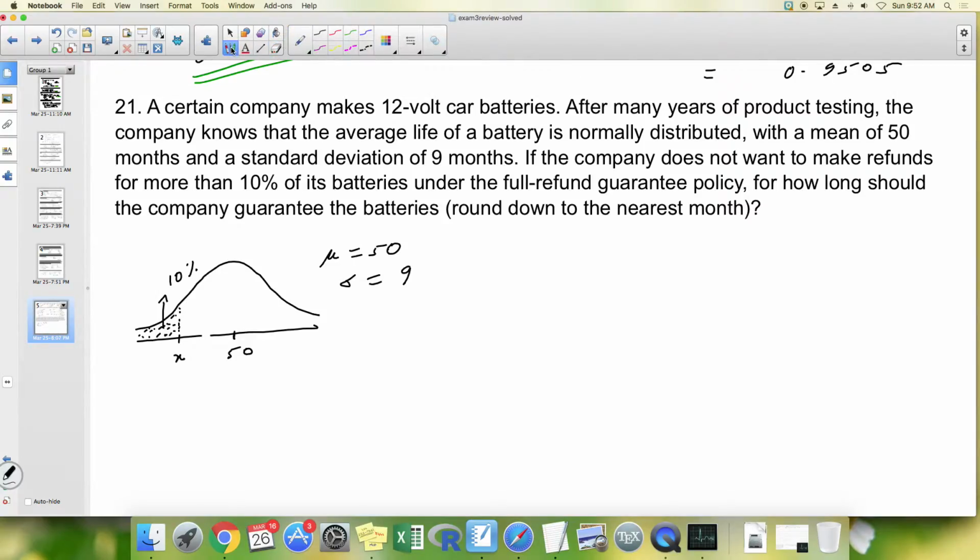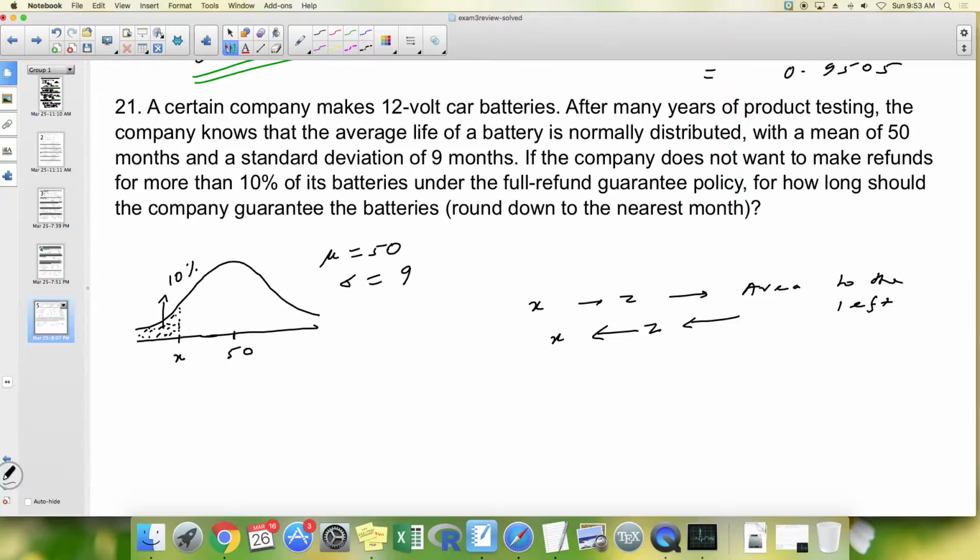Now, our job is to find this value little x. This is one of those problems where we have to find the z-score for 10% and compute x from z. Usually we have x, and from that we get z, and from that we get area to the left. But here it's the opposite. We have area to the left. For that we shall find z. From that z we shall find x.